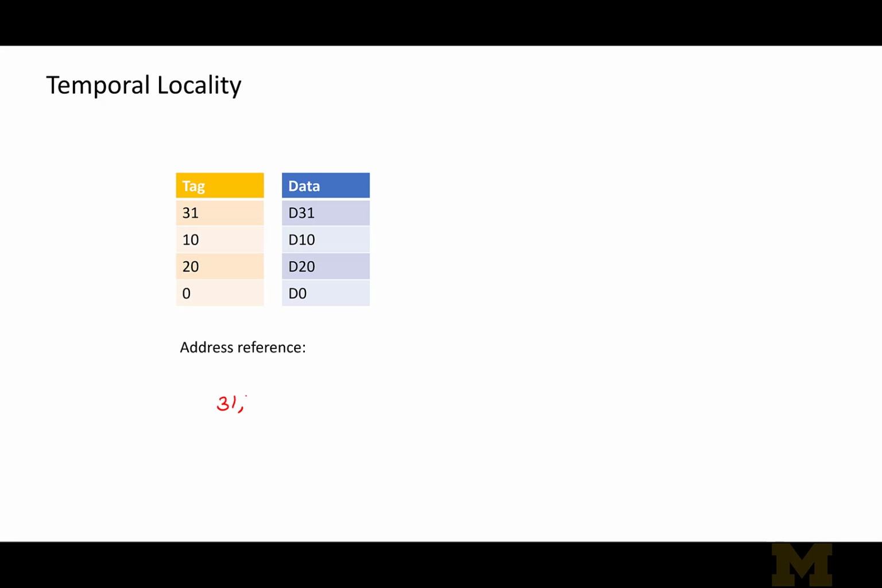Maybe I access 31, then 10, 20, and 0. Now let me continue this a little bit more: 10, 20, 0, 20, 0, 20, 0. Now let's say I end up with a new address, let's say 7. Now the address 7 is not present in the cache, so it would be a cache miss. So I would go to the main memory and get the data.